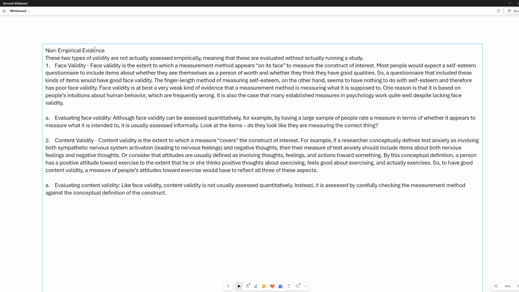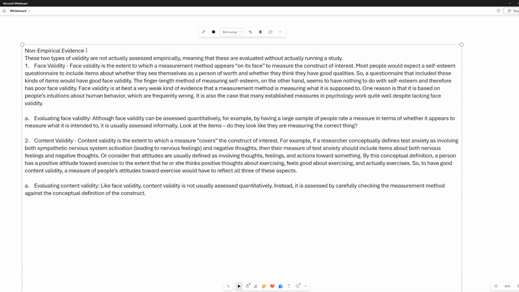Now, when we look at scales, the first piece of evidence is what I call non-empirical evidence. This is something that can be done just by looking at the items and looking to the existing literature. Face validity is probably the least important type of validity that you could assess. This is just looking at the items and asking yourself, do the items appear on their face to measure the construct of interest?